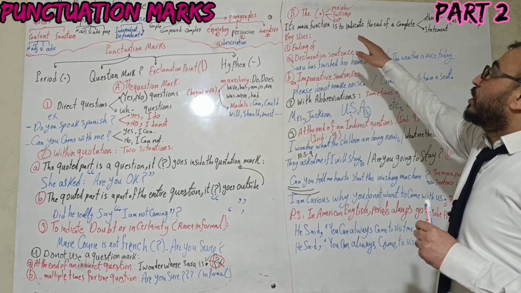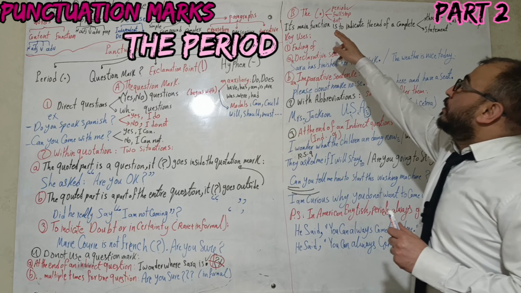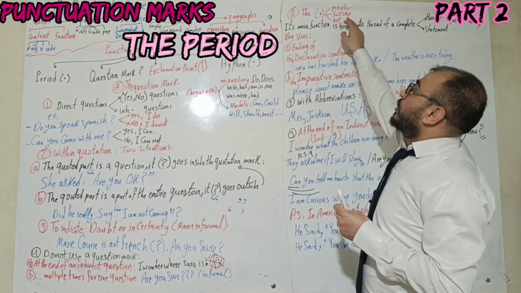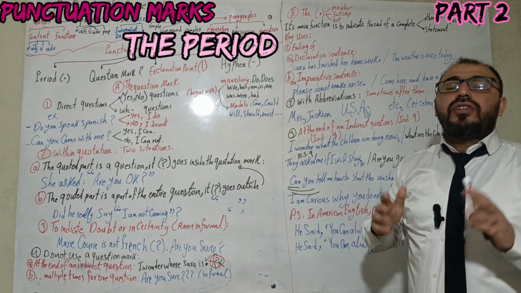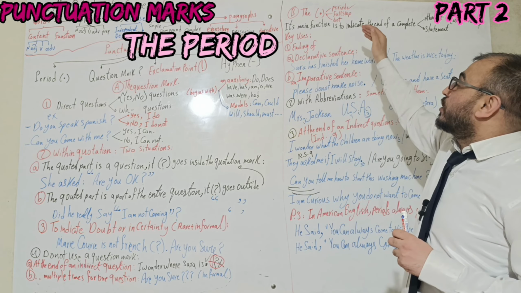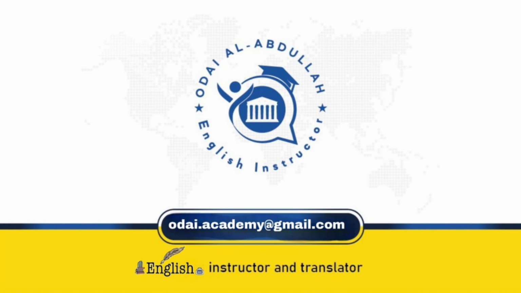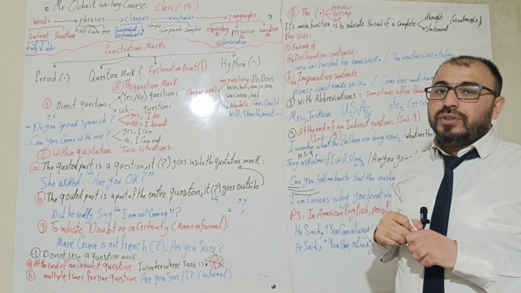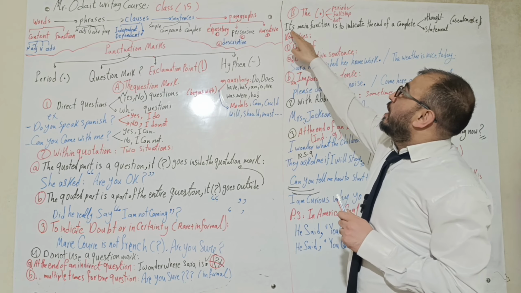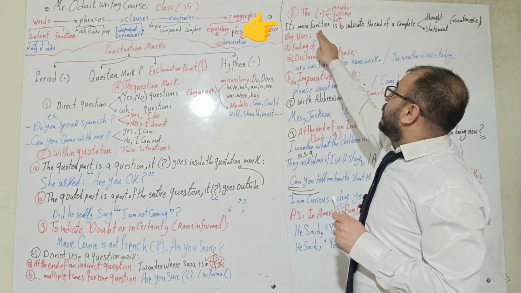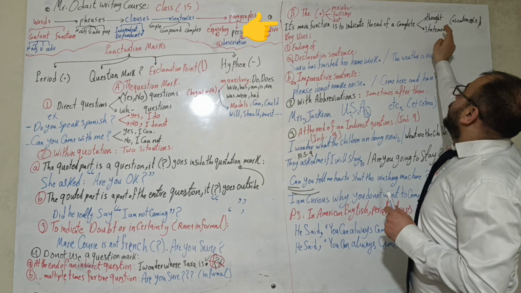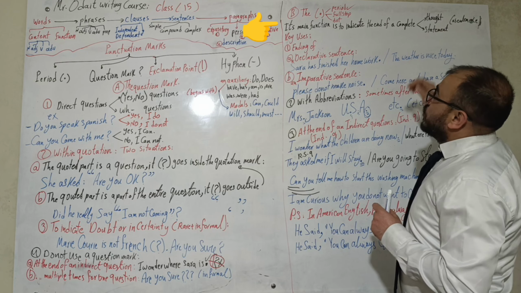Now, my friends, let's go and talk about the period, or what some people like to say, full stop or a dot. These three names are correct and you can use them interchangeably. And here, my friends, we should mention a very important thing about the period. Its main function is to indicate the end of a complete thought or a statement generally.